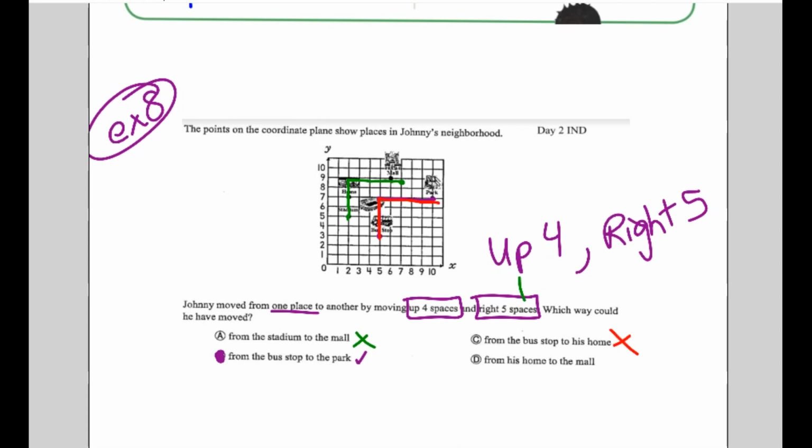Let's look at D. From his home to the mall. 1, 2, 3, 4. 1, 2, 3, 4, 5. That passes it. So no. Only option was B. So that would be how we solve this type of problem. All right. Let's go down to the last example.